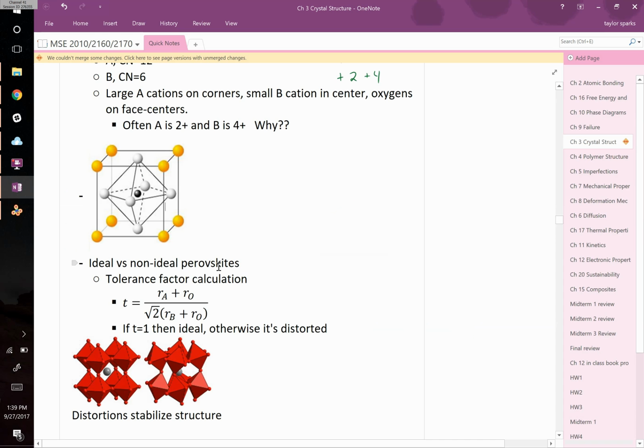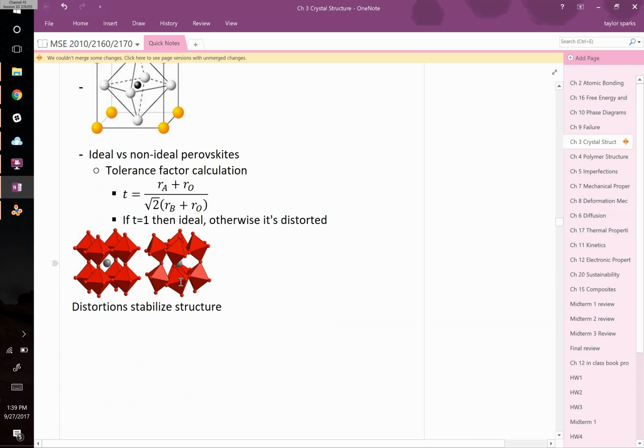Okay. Now you can have an ideal perovskite or you can have a non-ideal perovskite. In a non-ideal perovskite, instead of these things being lined up perfectly in that rigid manner, they can be tilted. So see, here's the ideal one on the left.